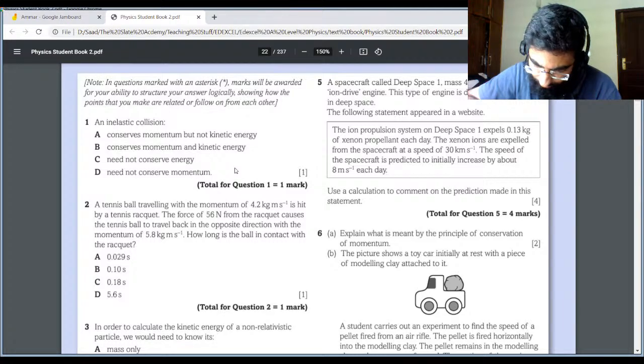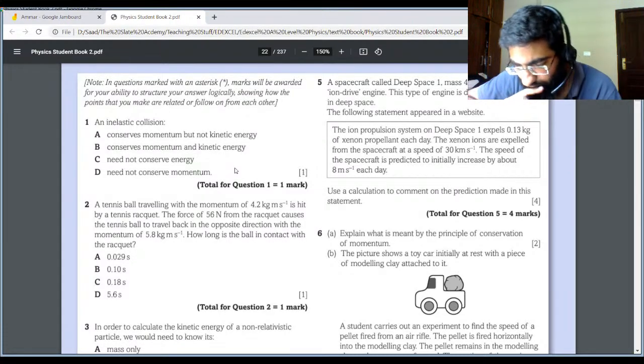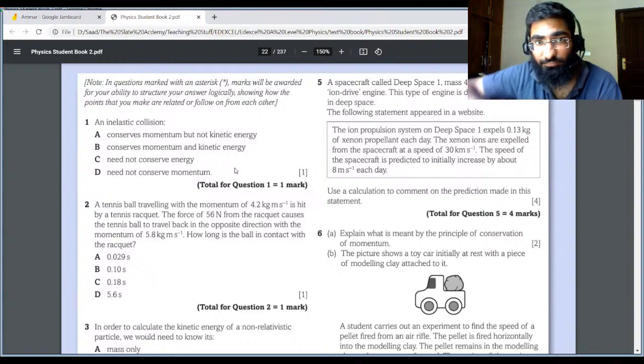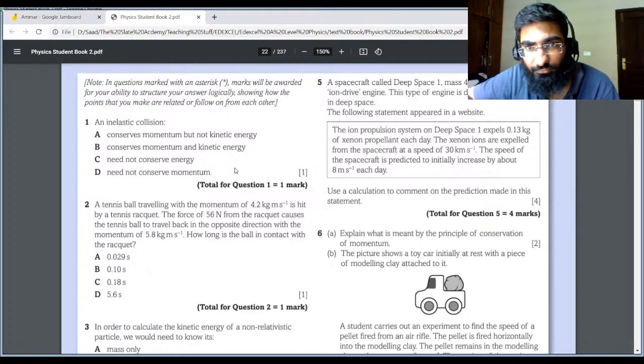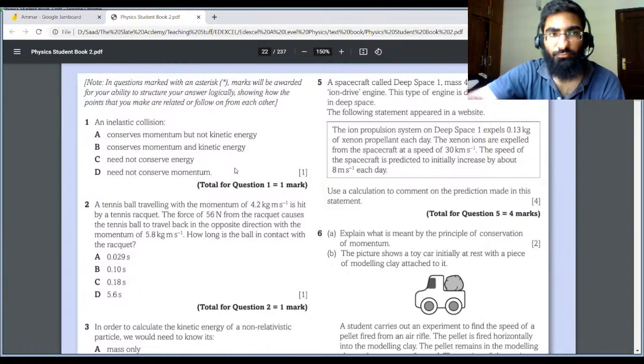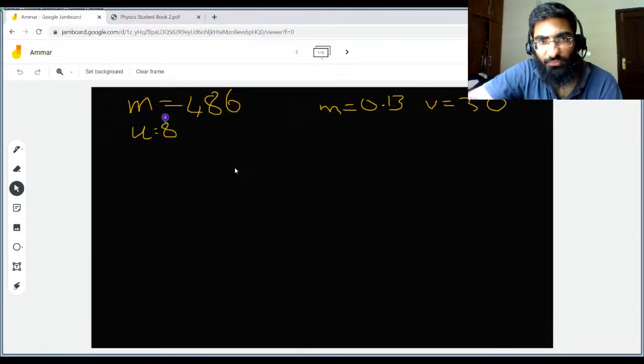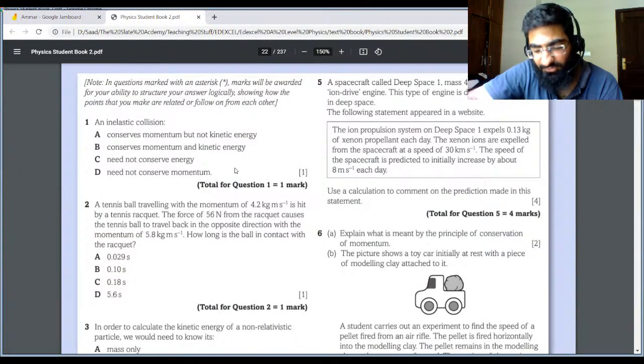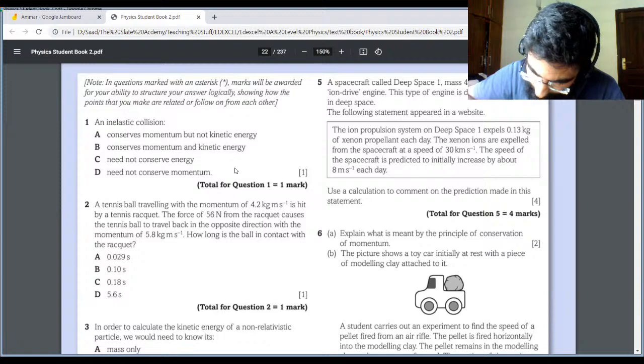So I have no idea what I'm doing. Hello? Yeah, I don't know what I'm doing. Give it a try. Give it a try. Use calculation, and I'm also trying to comment on the prediction on another slide, but let's see.